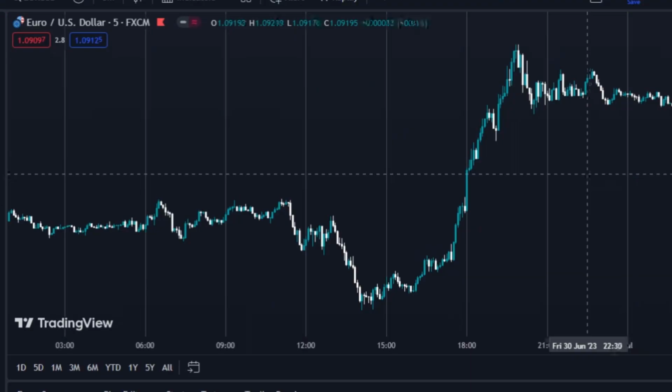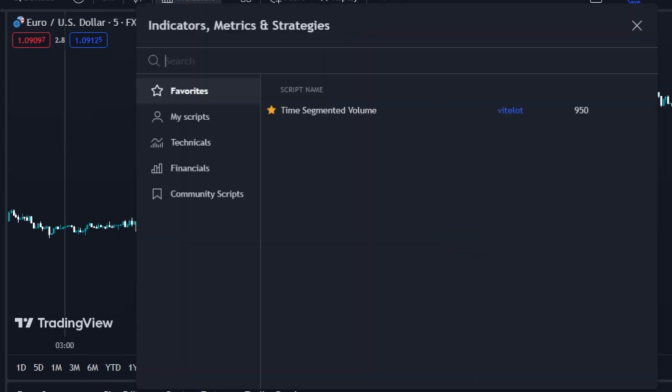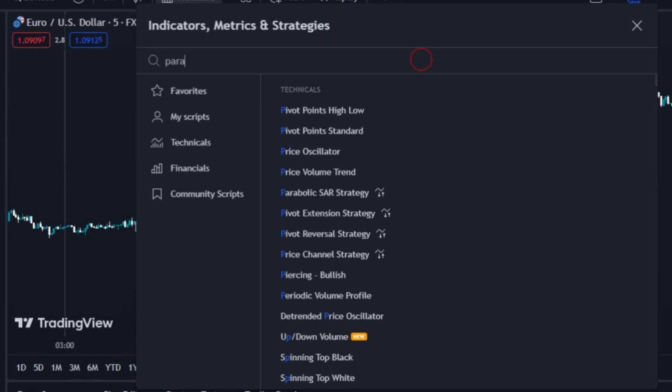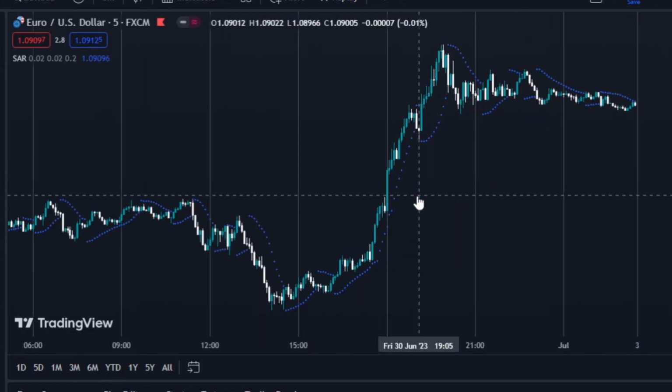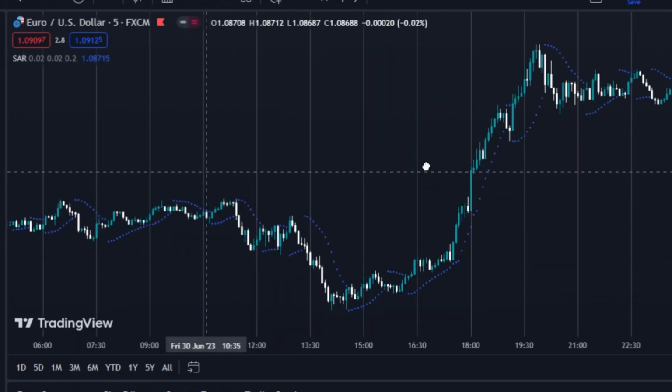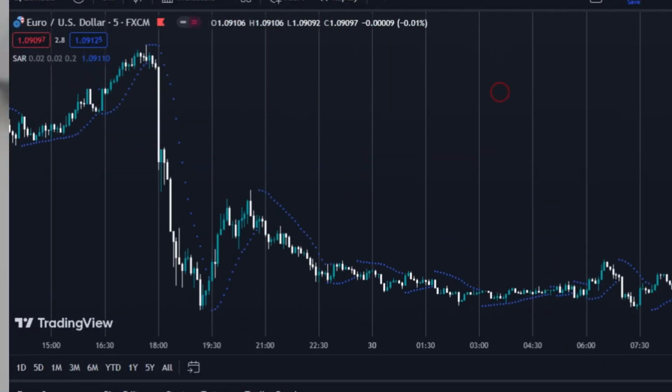Alright, now let's begin. First, we will add the Parabolic SAR indicator. The Parabolic indicator can help you find potential reversals in the market. That is why we will use this indicator as it is, no settings change. And after this, we will add our second and third indicator.